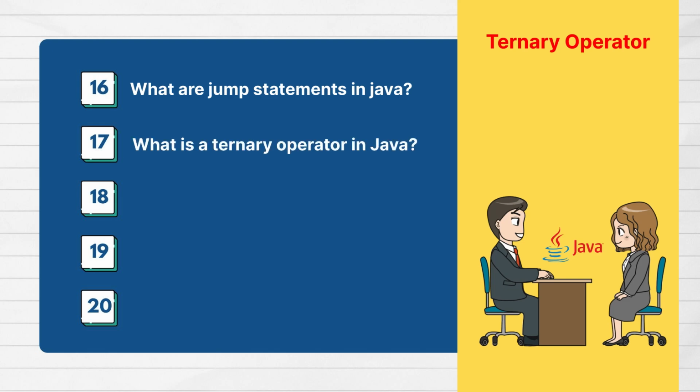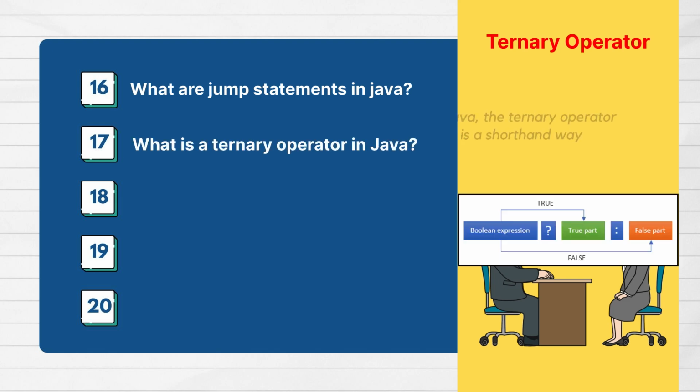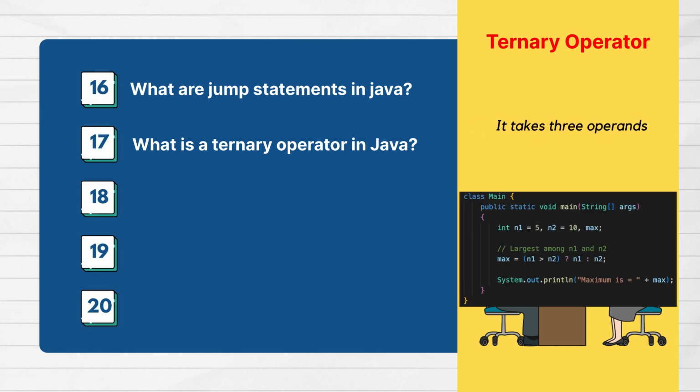What is a ternary operator in Java? In Java, the ternary operator is a shorthand way to write an if-else statement. It takes three operands: a condition, a value to return if the condition is true, and a value to return if the condition is false.